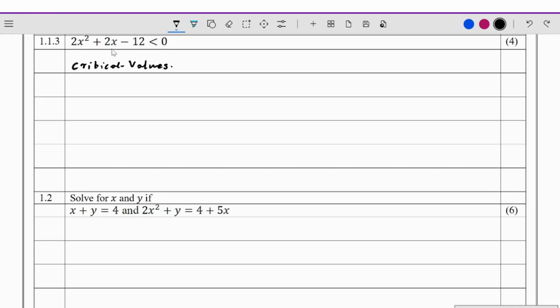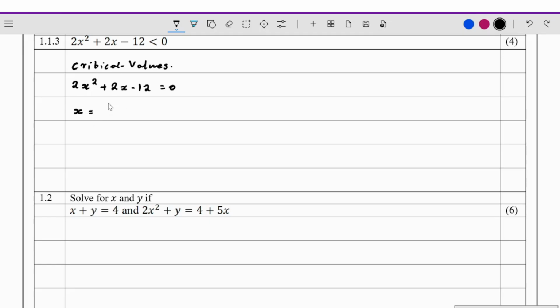So when I'm looking for the critical values, it means that my inequality 2x squared plus 2x minus 12, sorry about that, I'm going to equate it to 0. What you can do here, you can divide everybody by 2 so that it can be more simplified. But let's not complicate ourselves. And then let's just go straight into the formula here.